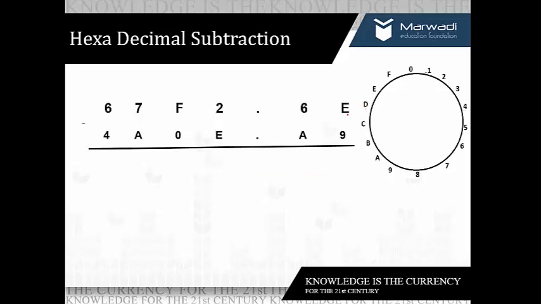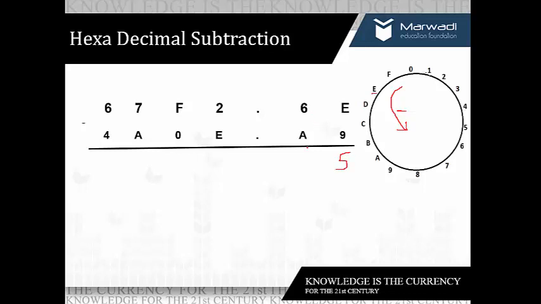Now we will be performing subtraction. E minus 9. Remember the thumb rule of moving in the anti-clockwise direction for subtraction. E minus 9, so E is over here: 1, 2, 3, 4, 5, 6, 7, 8 and 9. So I will be getting E minus 9 as 5.